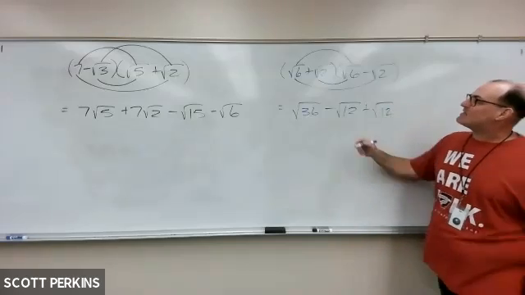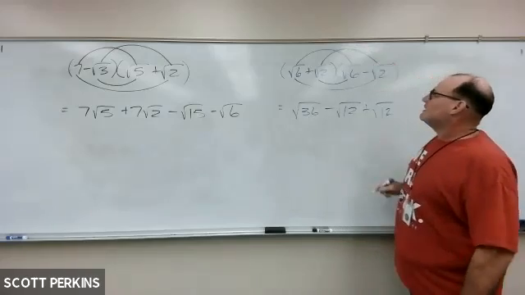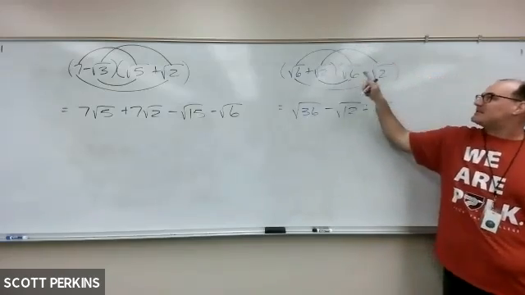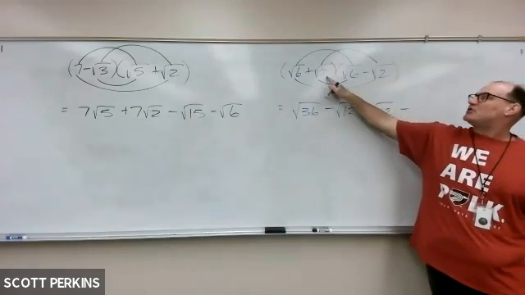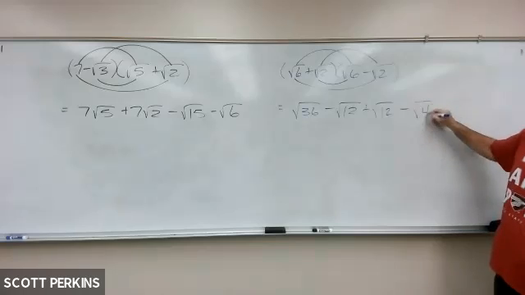And then finally, last but not least, positive square root of 2 times negative square root of 2. Positive times a negative is negative. Square root of 2 times square root of 2, they're both under the radical. It's square root of 4.